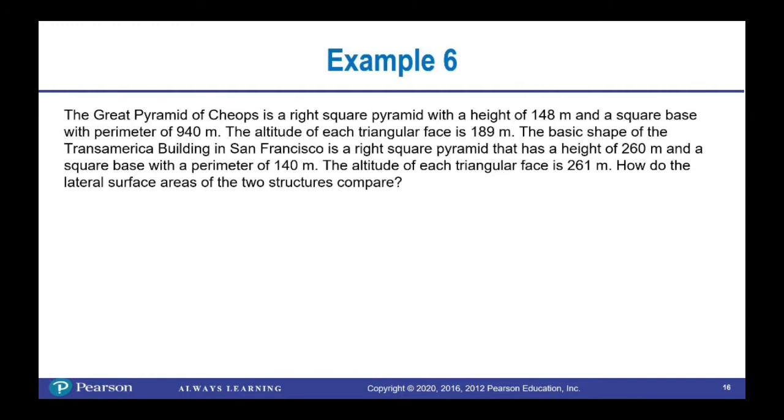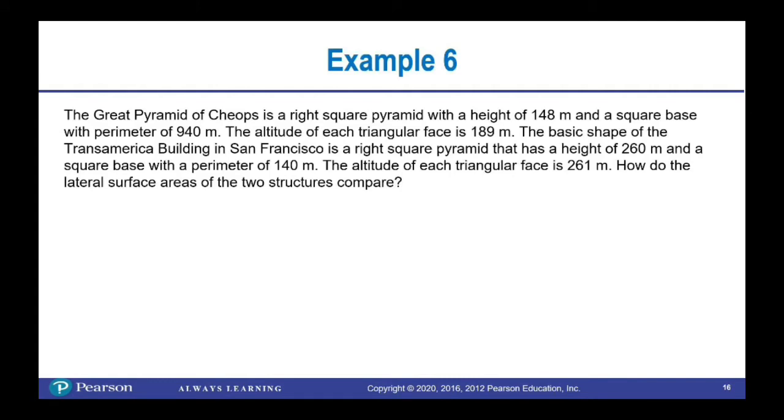The basic shape of the Transamerica building in San Francisco is also a right square pyramid. It has a height of 260 meters, a square base with a perimeter of 140 meters, and the altitude of each triangular face is 261 meters. So again, our slant height for the Transamerica building is 261 meters. How do the lateral surface areas of the two structures compare?